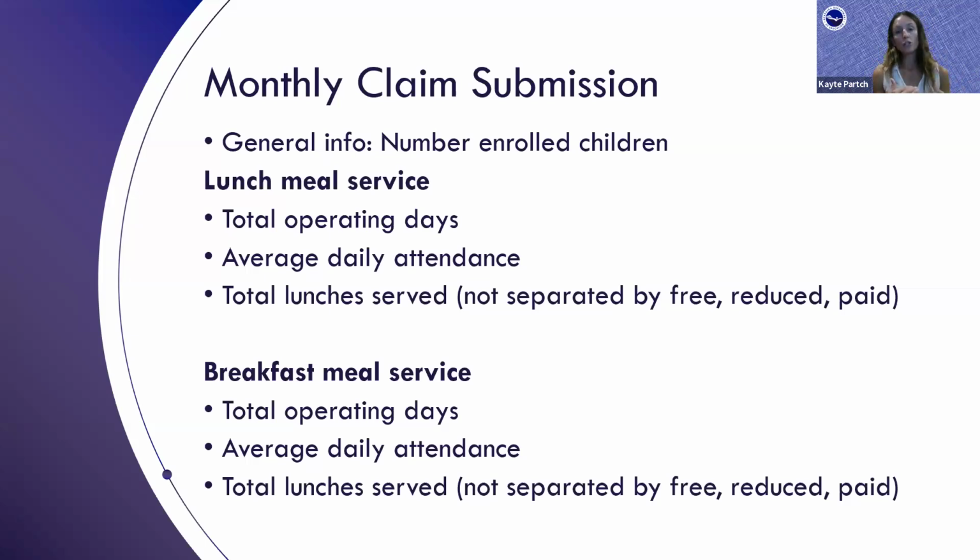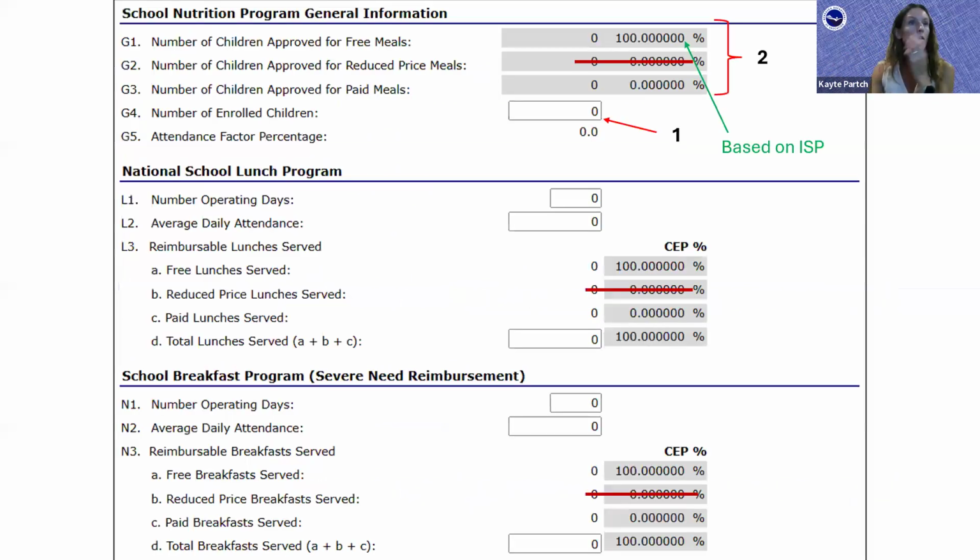And then instead of needing to report out the number of free, the number of reduced price, and the number of paid price meals, it's a bit simpler because you're reporting only the total number of reimbursable breakfasts and total number of reimbursable lunches. And then the system is going to do the math to determine what percentage of each of those meals is going to be reimbursed at the free rate compared to the paid rate, which again is based on the ISP or identified student percentage value that we determined when we validated your CEP data to begin your first year of CEP operation or participation.